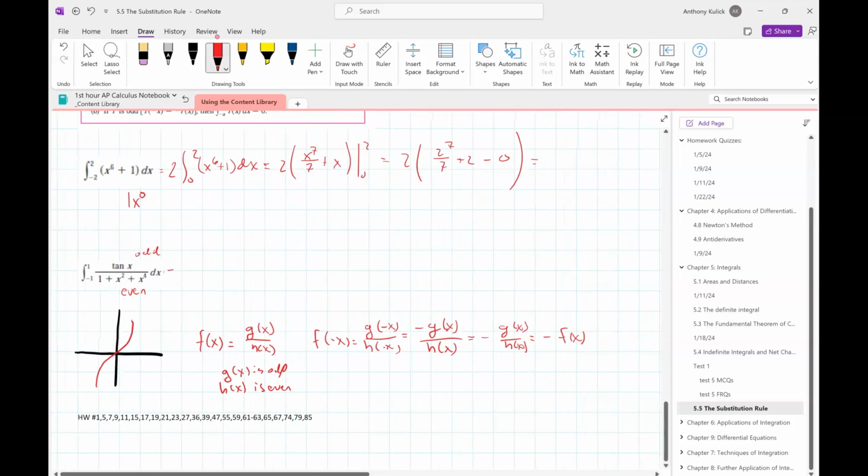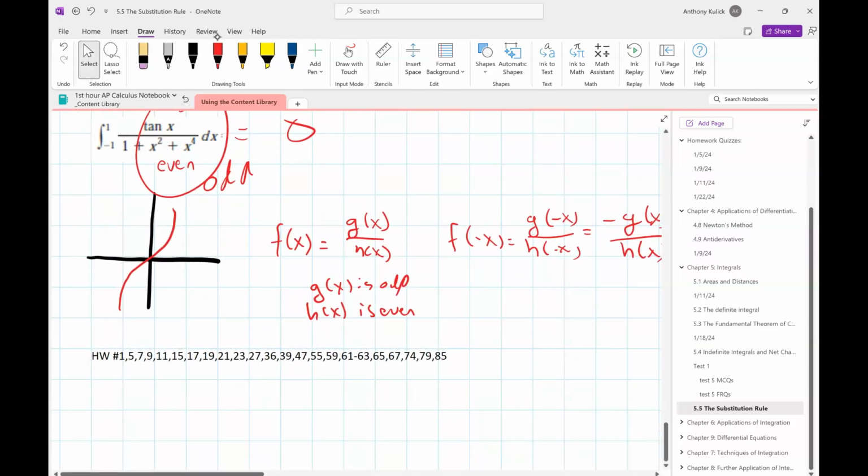Since this is odd altogether, what's the integral got to be? 0, because we're going from -1 to +1. Do I have to do any more work other than showing that the function is odd? Nope. Which is beautiful, right? Okay.